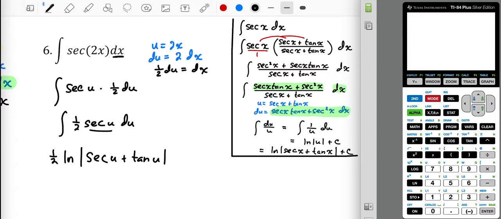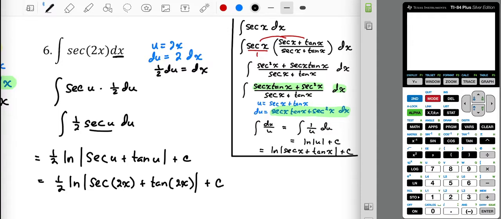I got my 1/2 and I got my plus c. So 1/2 ln of secant 2x plus tangent of 2x plus c. So it's kind of a nice little outcome there where you didn't have to do all of this to find the antiderivative of secant, even though it's an implied u substitution. It's also a rule, so you get away with it.